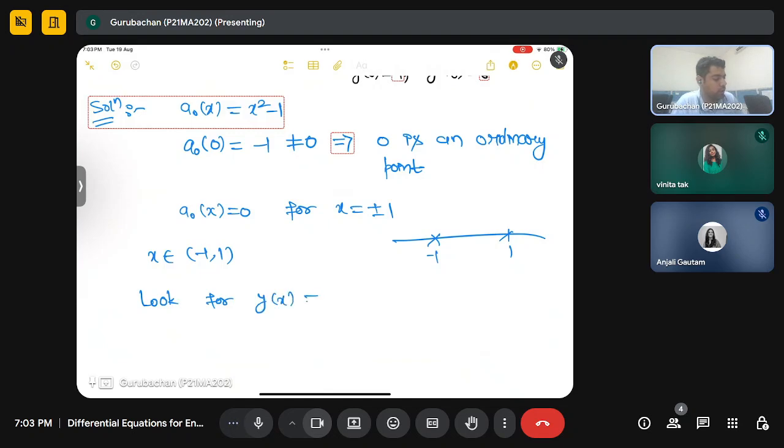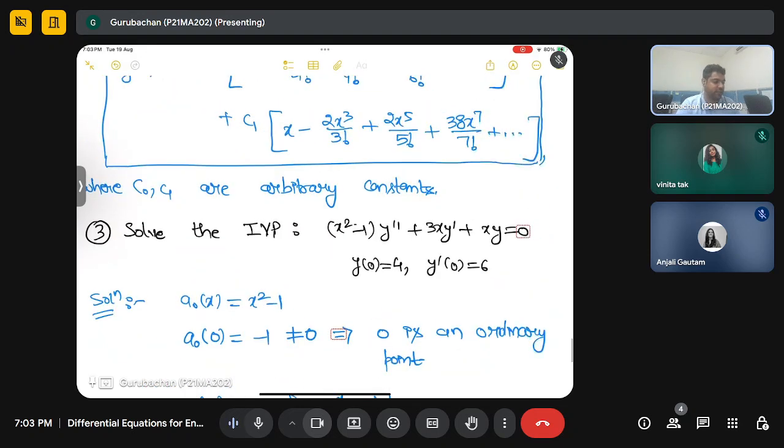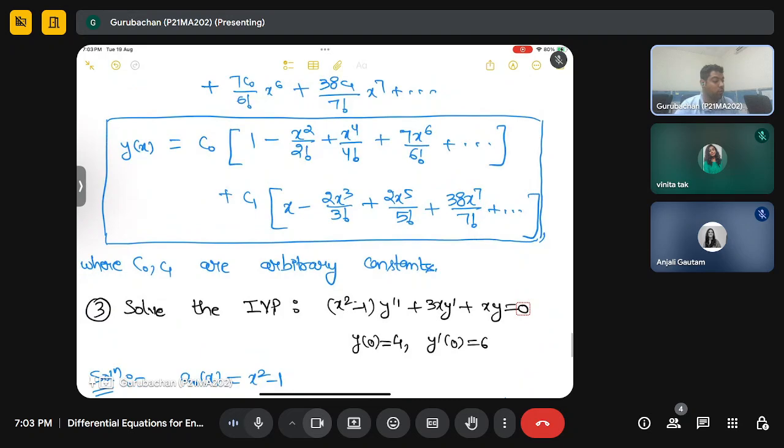We can look for y(x) equal to again this power series, n from 0 to infinity, cn x to the power n. So try this one. The method will be the same. We have to find its derivative, its second derivative. Then we can also find the values of the constants c naught and c1, which we were not able to find in the previous problem. So try this one, and we will discuss it.